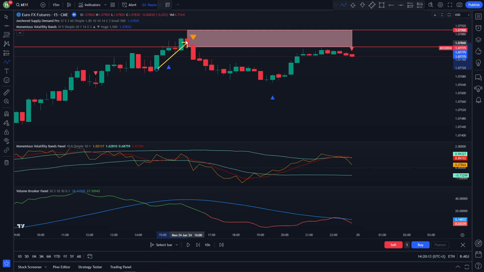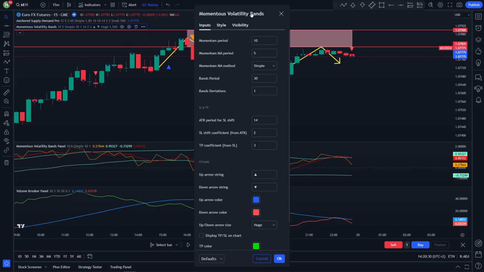For those of you that are keen on observing pattern formations, you will notice that we formed a double top rejection before receiving the second alert from the Momentous Volatility Bands. The Momentous Volatility Bands is a powerful tool for traders focused on volatility, momentum, and reversal trading. Ideal for scalping, it combines momentum and volatility strategies to protect market turning points.